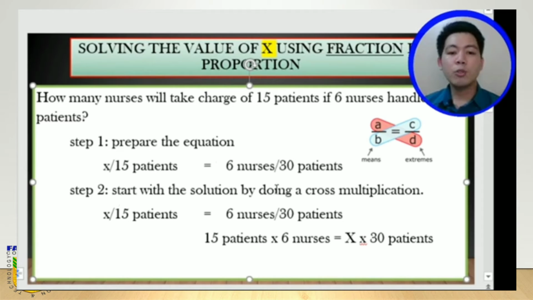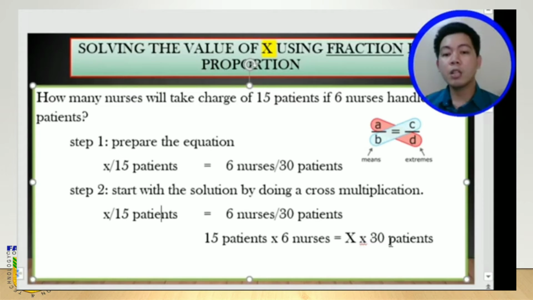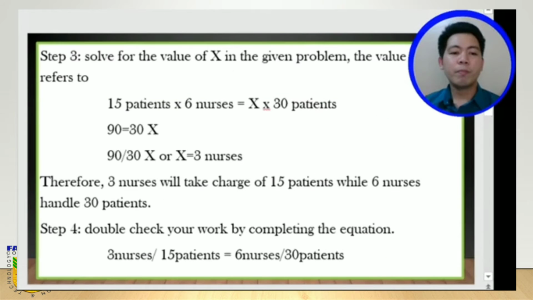And start with the solution by doing a cross multiplication. Katulad nito. So, yung means natin ay denominator ng first. Tapos, numerator ng second. So, we have x over 15 equals 6 over 30 patients. 15 patients times 6 nurses equals x times 30 patients. So, solve for the value of x. We have 15 patients times 6 nurses equals x times 30 patients.